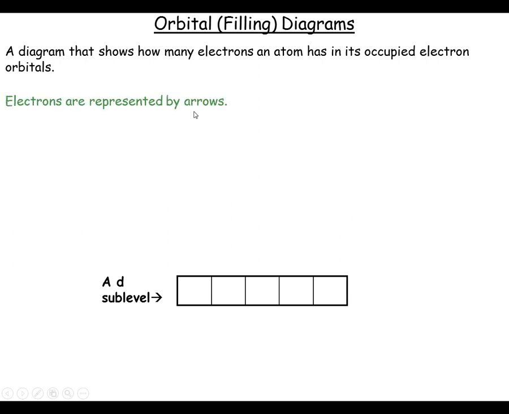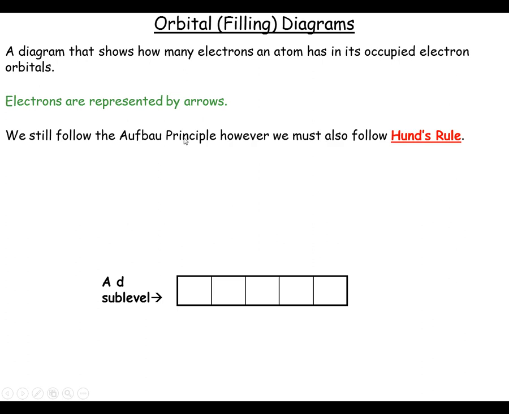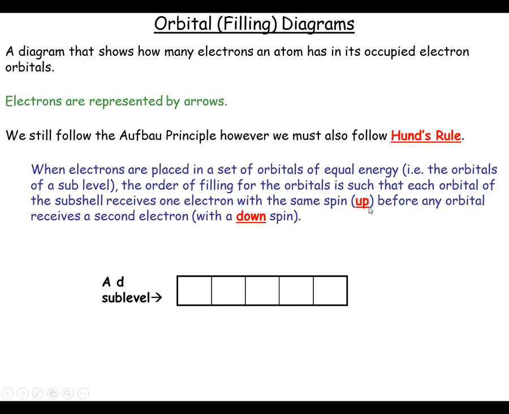So electrons are represented by arrows when we put them into the orbitals. And remember, we still follow the Aufbau principle. However, we also have to follow another rule called Hund's rule. Hund's rule states what happens when electrons are placed in a set of orbitals of equal energy. So let's pretend that this is a d sublevel. It could be the 3d, the 4d, doesn't matter. And we're placing electrons in this set of orbitals when the d has 5. The order of filling for the orbitals of the sublevel is such that each orbital of the subshell receives 1 electron with the same spin, which is going to be an up spin, before any orbital receives a second electron with a down spin.